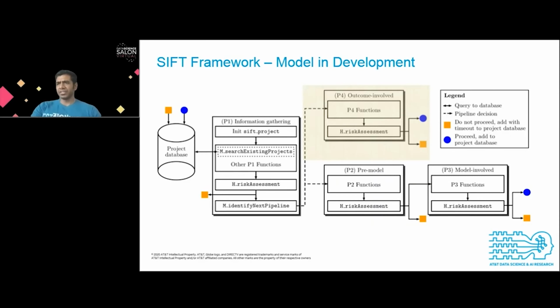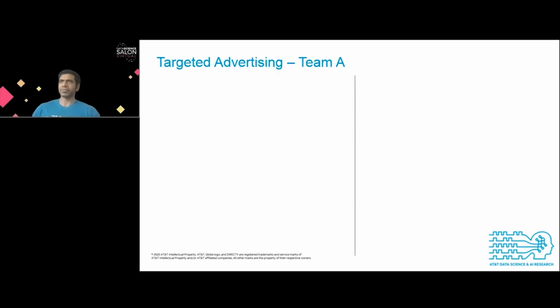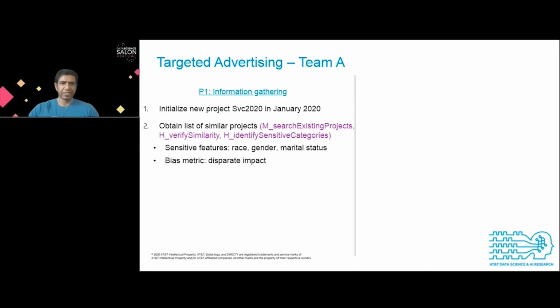And since this is a new project, there is no deployed project, there is no outcome involved. So you move from P1 to P2 and P3 in SIFT. So for P1, information gathering, you would initialize a new project and then obtain a list of similar projects. After the human consideration, you say that, okay, race, gender, marital status are the complete list of our sensitive features. Bias metric is disparate impact, which is pretty well known.